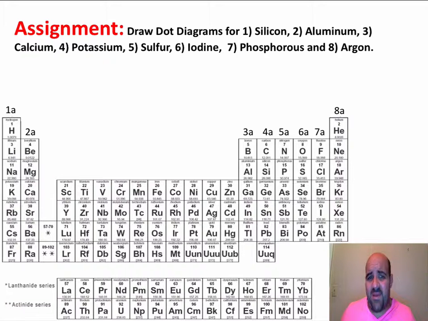Hopefully you can draw dot diagrams now. You have a brief assignment. Draw dot diagrams for silicon, aluminum, calcium, potassium, sulfur, iodine, phosphorus, and argon. And again, use that rule. Column number is the number of valence electrons. Start at the right and move around. Hopefully you have an understanding of dot diagrams.